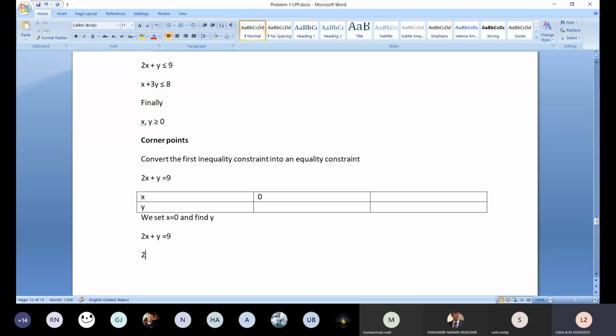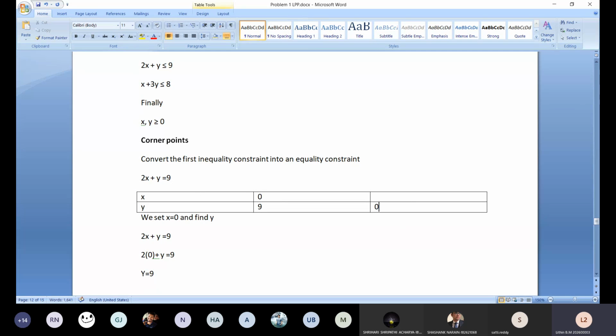2 into x. What is x here? 0, so the value of y will be 9. Yeah, very good. 2x plus y equals 9, so y equals 9. When I set x as 0, the value of y would be 9.